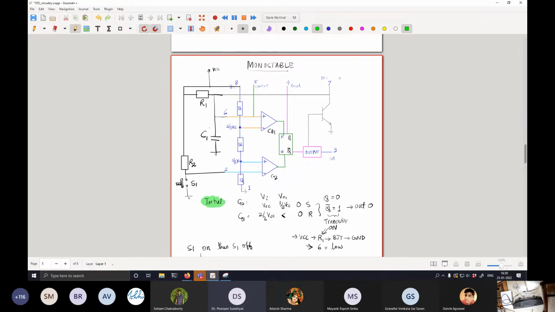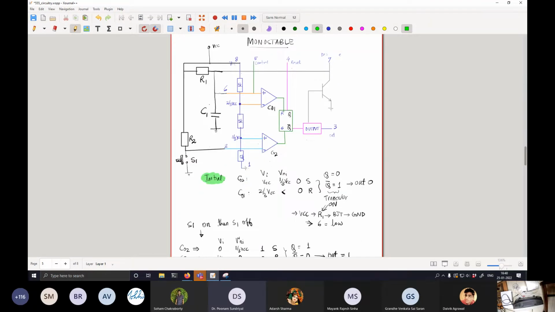Initial condition: let us look at the two comparators. Comparator number two. Because the switch is not pressed, the inverting pin is at VCC, whereas the non-inverting pin is at the reference voltage of 1/3 VCC. Because the inverting pin is larger than the non-inverting pin, what is the output of the comparator? Low. So we have a low signal over here. Very good.